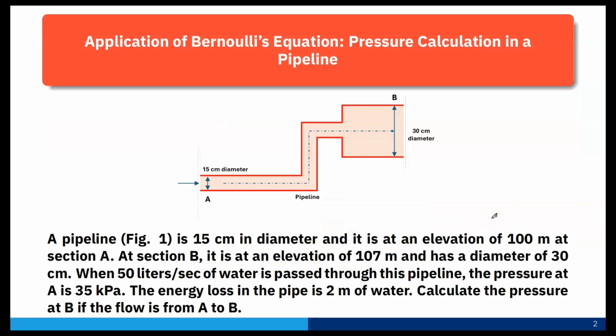A pipeline in the above figure is 15 centimeter in diameter and is at an elevation of 100 meter at section A. At section B it is at an elevation of 107 meter and has a diameter of 30 centimeter. When 50 liter per second of water is passed through this pipeline, the pressure at A is 35 kilopascal.